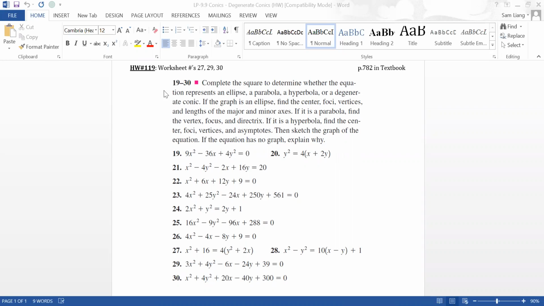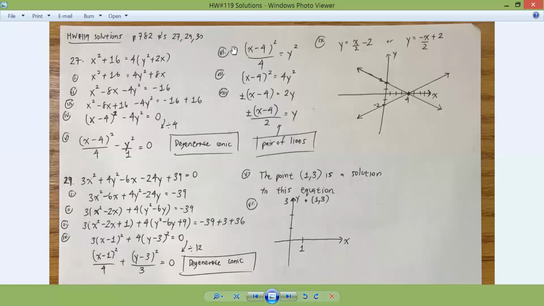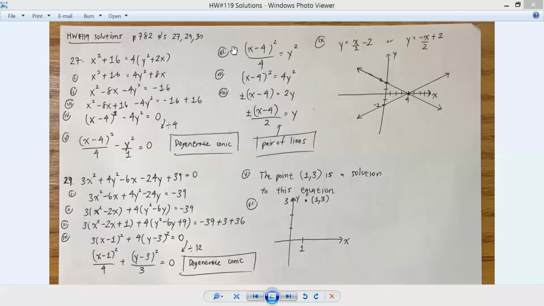Okay, so let me pause you here. I'm going to change the screen share to the solutions. Okay, here is 27. So here we have x squared plus 16 equals 4 times y squared plus 2x. And I'm going to multiply through, right? Because our goal is to still complete the square, and then to get it into, or try to get into, standard form of a conic section.